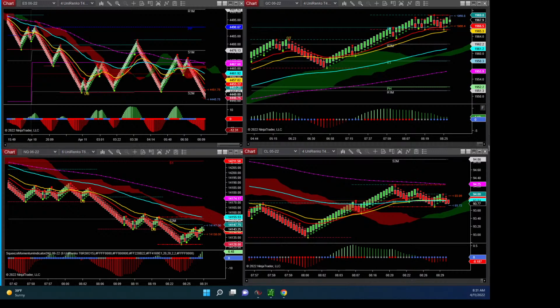And you see, crude is facing some struggle to go higher. That one was a nice bounce, but then it started to range. So tricky on the reversals.